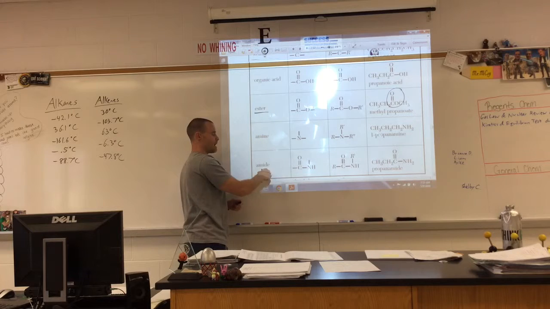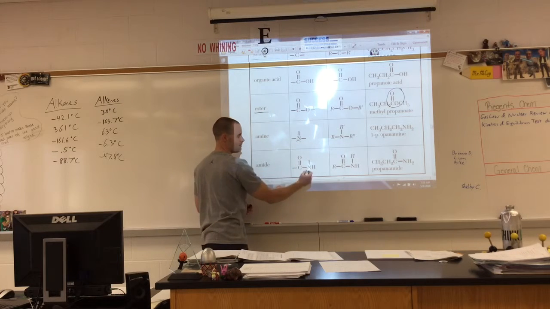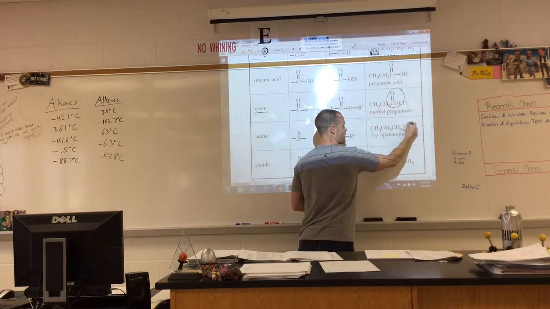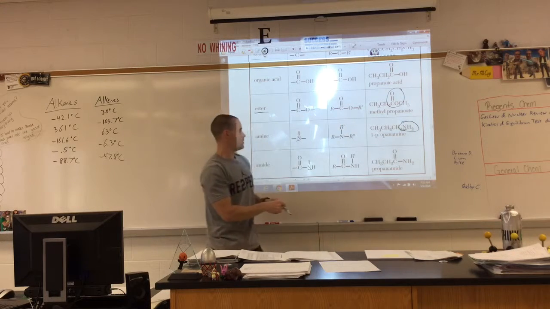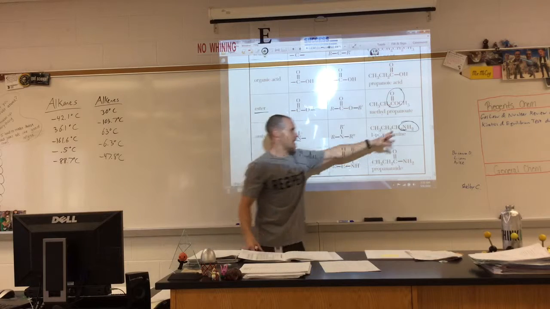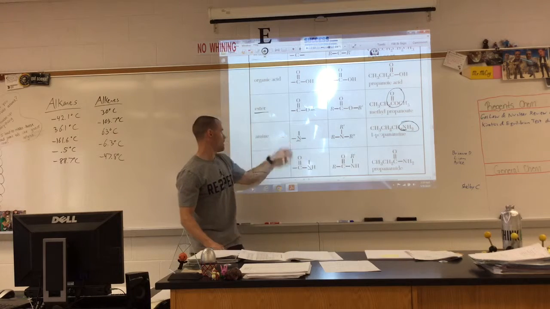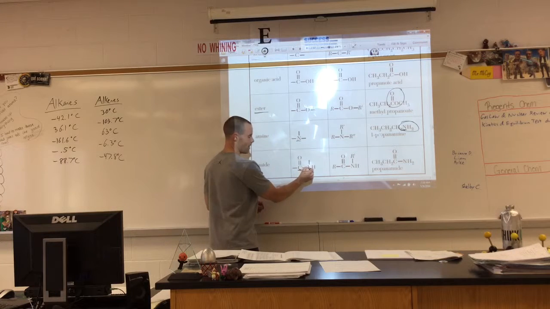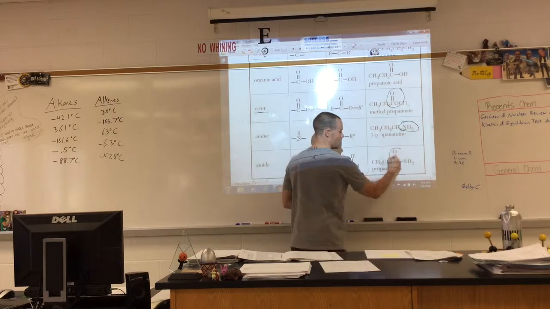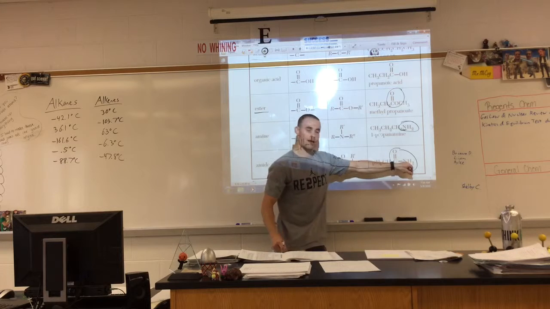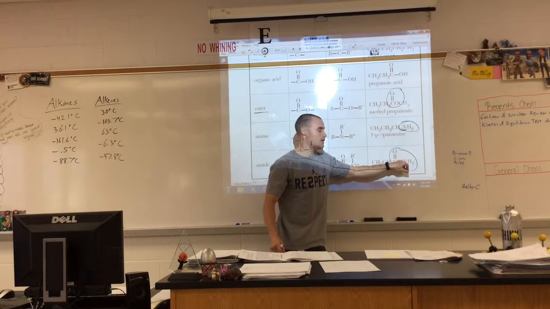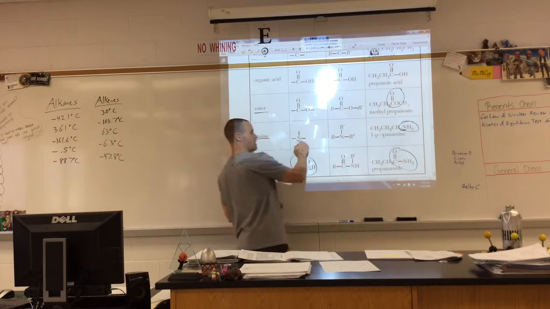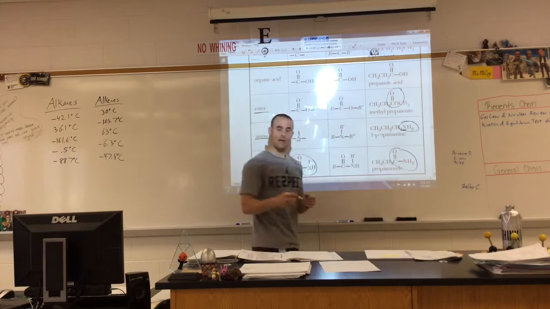The amine and the amides are easier. They have N's in them. The only difference is the amine is just an N, usually an NH2, or at least just an N with some H's. That's the amine group. But the amide has a C double bond O with an N. So if you see the C double bond O with an N together, that's your amide group, whereas the amine would be just the N and usually some H's with it.